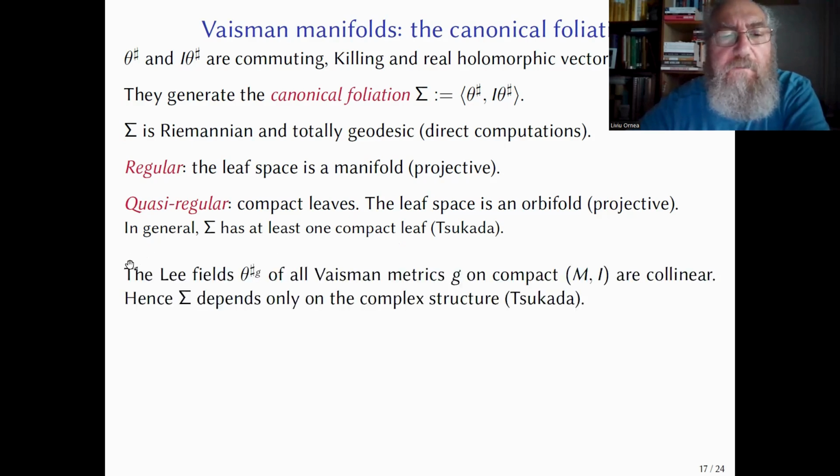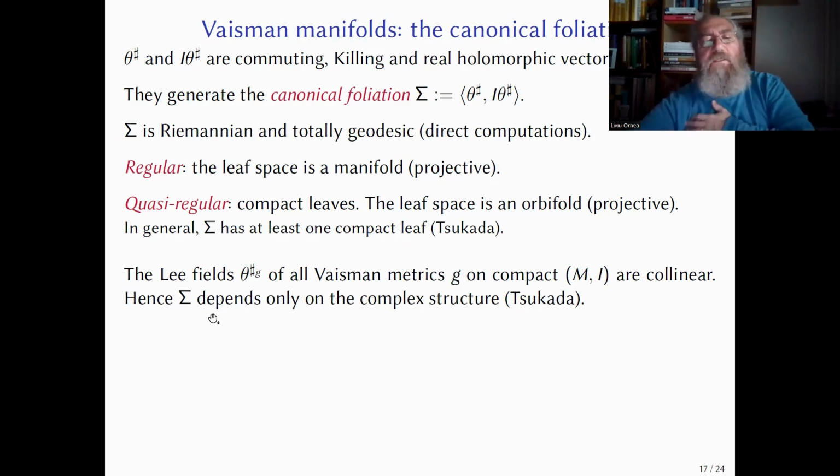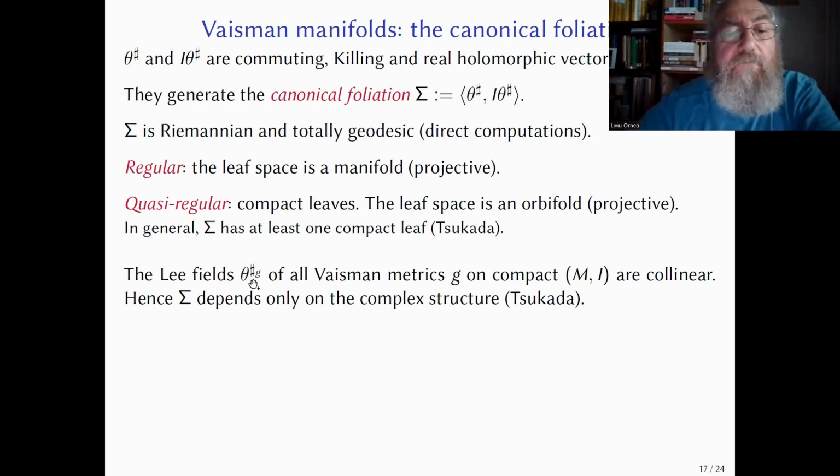But this fact was astonishing: if you fix the complex structure and you have two different Weismann metrics, then the Lie fields are collinear by a constant factor. And this tells you that the canonical foliation only depends on the complex structure. It's by no means obvious.